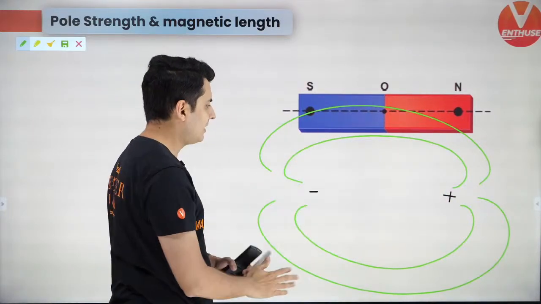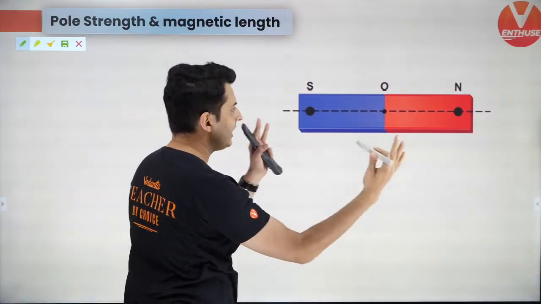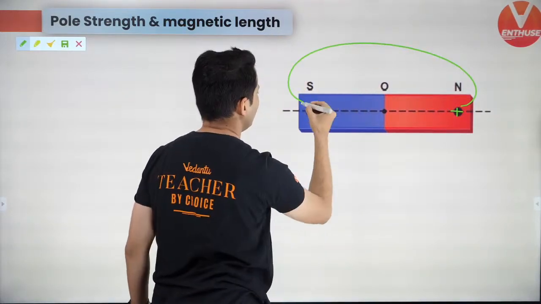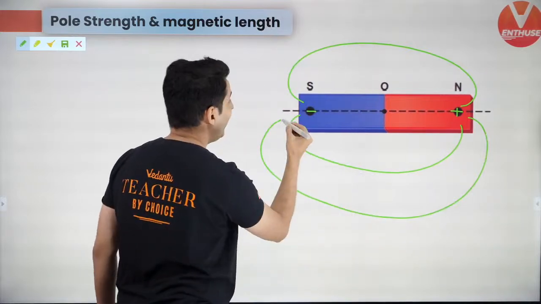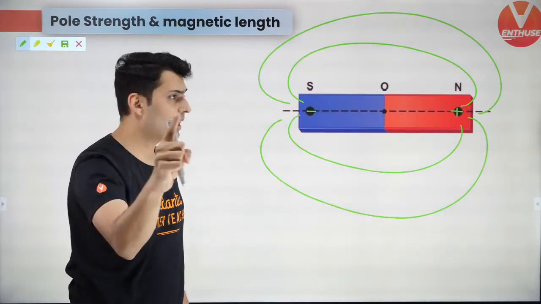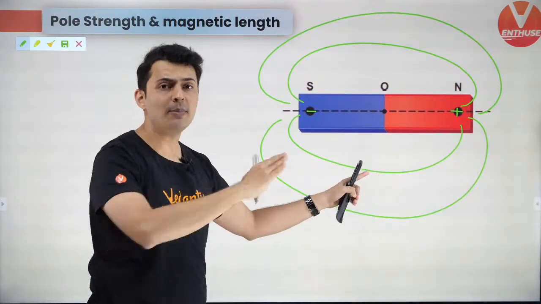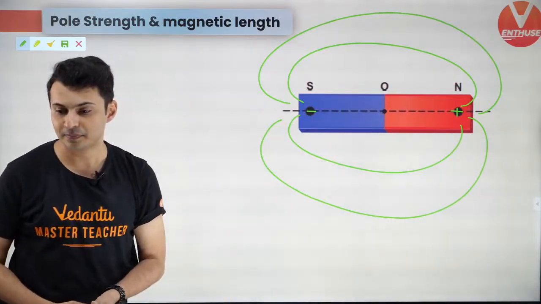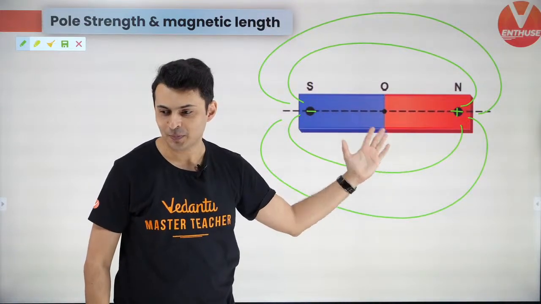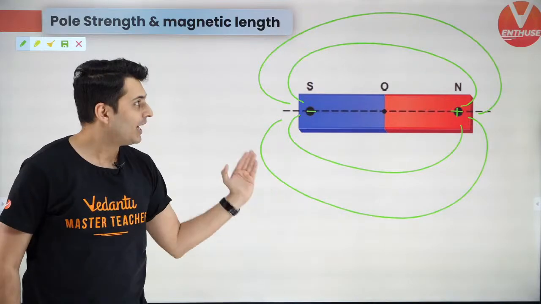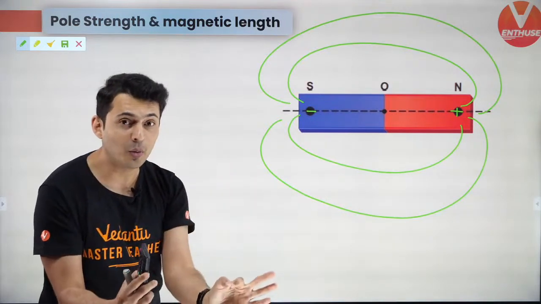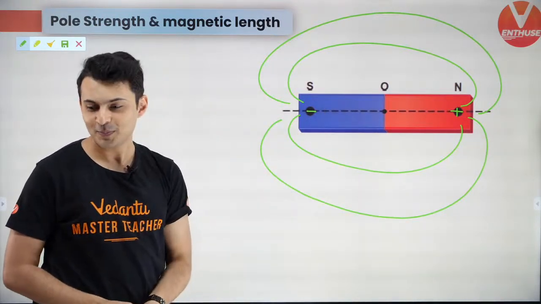Now, just imagine I happen to place an electric dipole over here. Negative charge here, positive charge here, and this is the electric field lines. Where should I place the negative charge and positive charge so that the electric field lines look very much similar to the magnetic field lines? Where should I place the electric charges so that the magnetic field lines look exactly similar to the electric field lines? That's where the magnetic poles are. I hope this is clear.